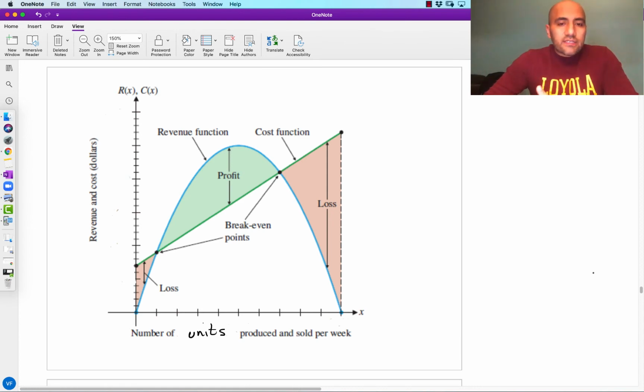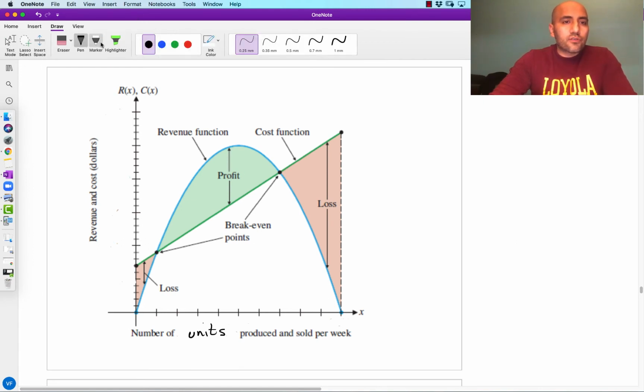So in general, this is a nice graphic to describe the relationship that exists. We have some sort of a revenue function. That's the blue one here. The blue one is the revenue function. And then going across this way is the cost function in green.